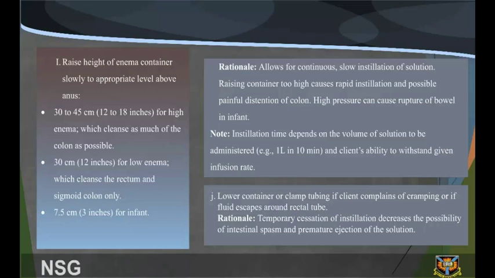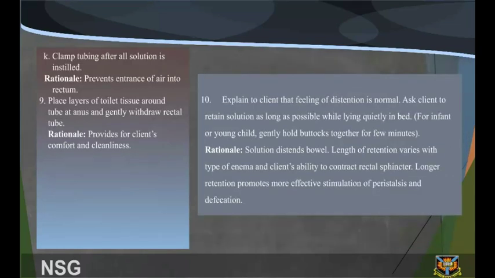Note: instillation time depends on the volume of solution to be administered and client's ability to withstand given infusion rate. Lower container or clamp tubing if client complains of cramping or if fluid escapes around rectal tube. Temporary cessation of instillation decreases the possibility of intestinal spasm and premature ejection of the solution. Clamp tubing after all solution is instilled; prevents entrance of air into rectum. Place layers of toilet tissue around tube at anus and gently withdraw rectal tube. Provides for client's comfort and cleanliness.